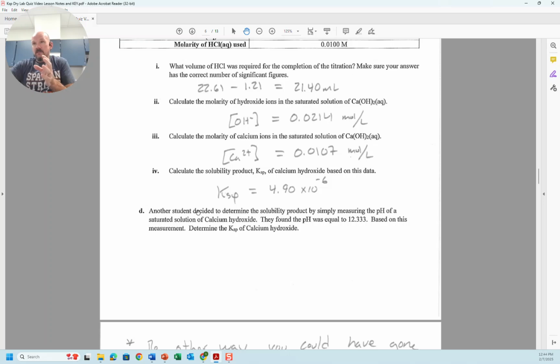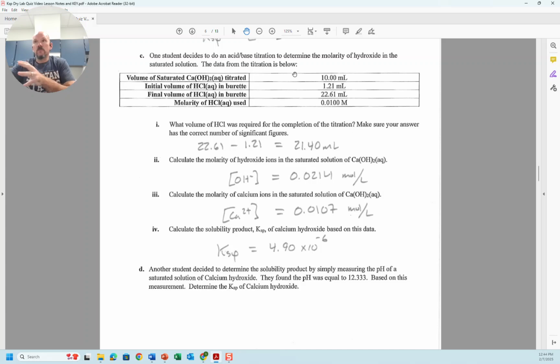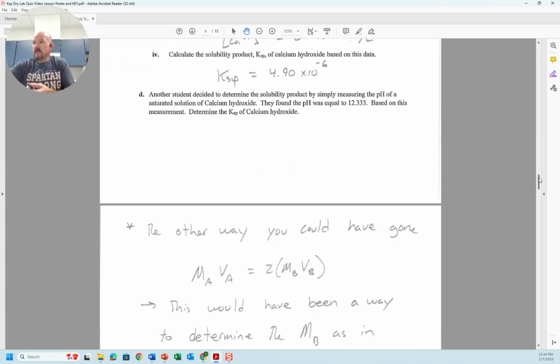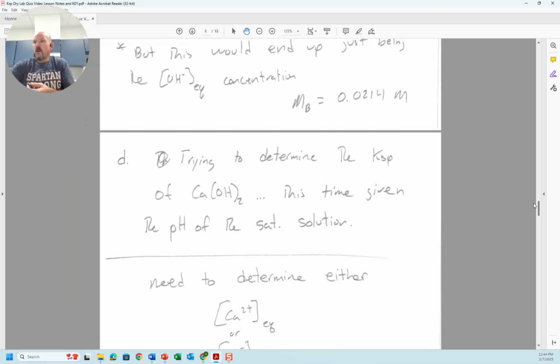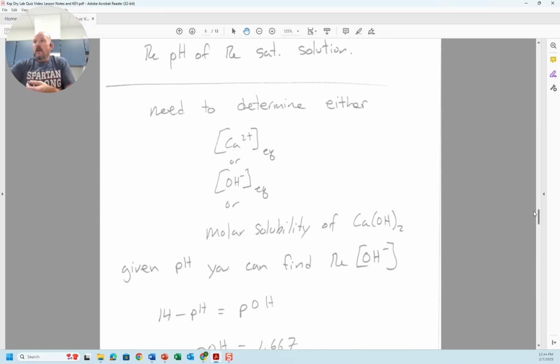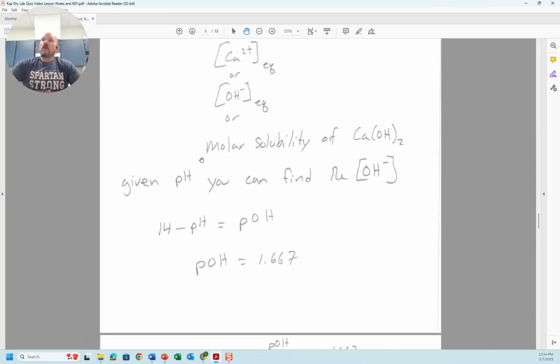But this is a student using different data, so their KSP value might end up being a little bit different than the student who did the other procedure. So let's see what happens. We're trying to find the KSP, but we have the pH of the solution. If we know the pH, we can figure out the H plus concentration, but that doesn't help us here. If we know the pOH, we can determine the hydroxide concentration. So we do 14 minus the pH to get the pOH. The pH was 12.333, so the pOH comes out to be 1.667.